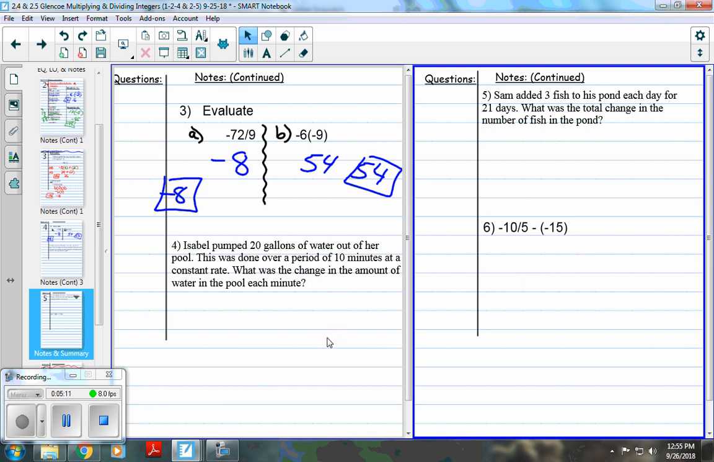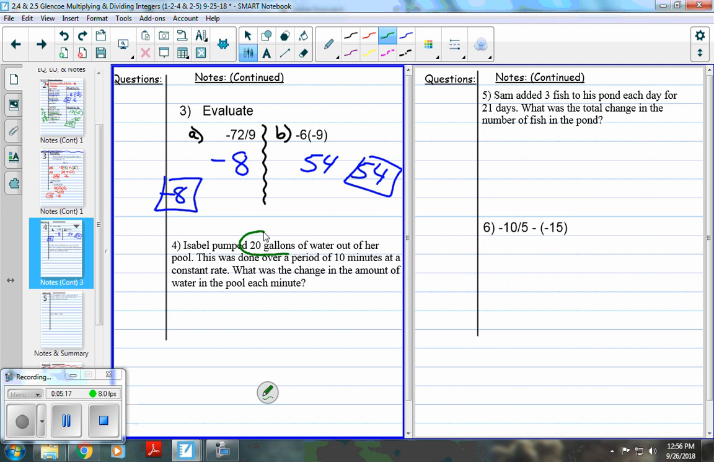Awesome. Welcome back, students. As I've taught you before, we're going to mark up this text. Isabel pumped 20 gallons of water out of. Out of is a very important word here because that's going to signify not a positive number, but a negative number. And this was done over a period of 10 minutes at a constant rate. I'm not going to circle constant rate, but if this wasn't constant, everything we're doing wouldn't actually work. All of these things have to be constant to actually be applied.